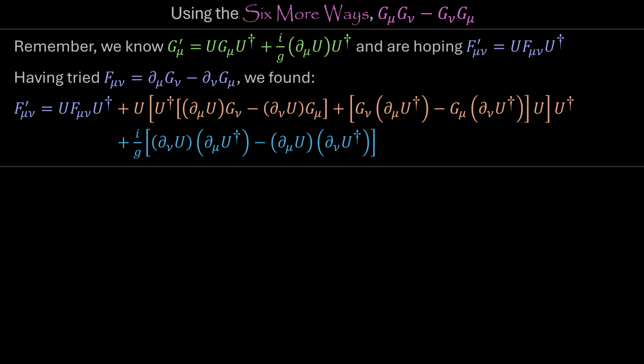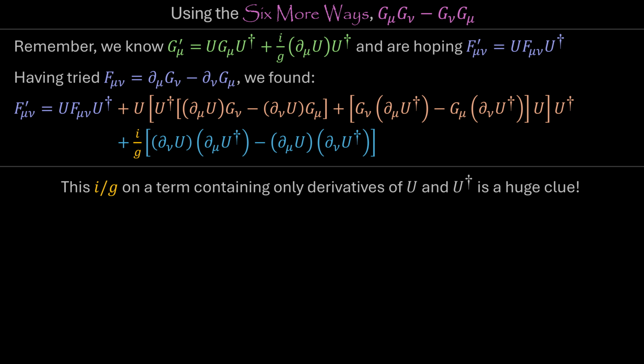And you notice that the top orange line has our matrix field U, it has derivatives of U, but it also has our components of the gauge field G mu and G nu. And then on the bottom line, we have only derivatives of our matrix field U. And we also notice that on the bottom line, we have the coupling constant g in the denominator. And that gives us a clue of how we might use the 6 more ways.